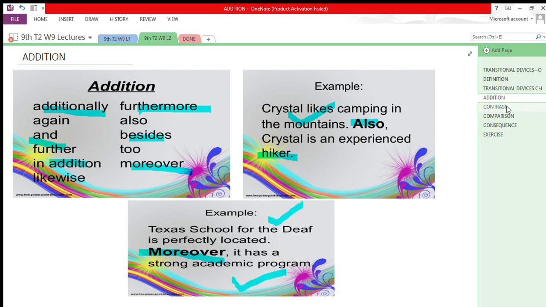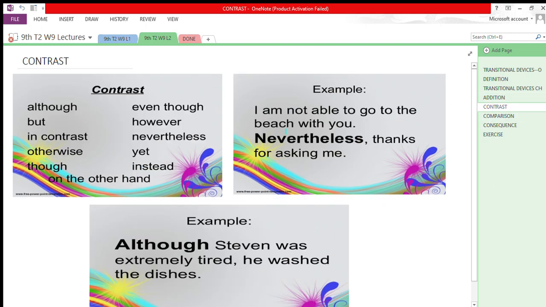Now, contrast. If you are making contrast in your writing, what words can you use? I'm not able to go to the beach with you. Nevertheless, thanks for asking me. Though I'm unable, I'm thankful to you that you have asked me. So these are the contrasts when you are making contrast between two situations. Somebody asked you, but you are unable, but in response, you are thanking him.